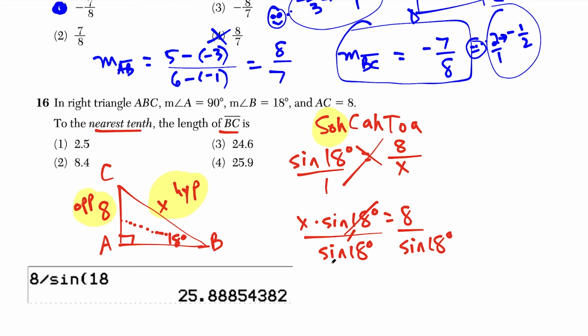So once everything simplifies, now we have x equals, and to the nearest tenth, we look at the tenths place is an 8, and we look one to the right is another 8, so we're going to round up to 25.9, and our solution is choice 4.